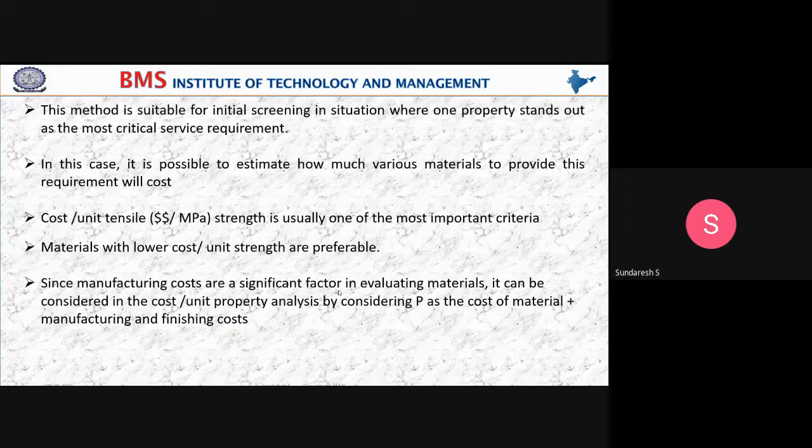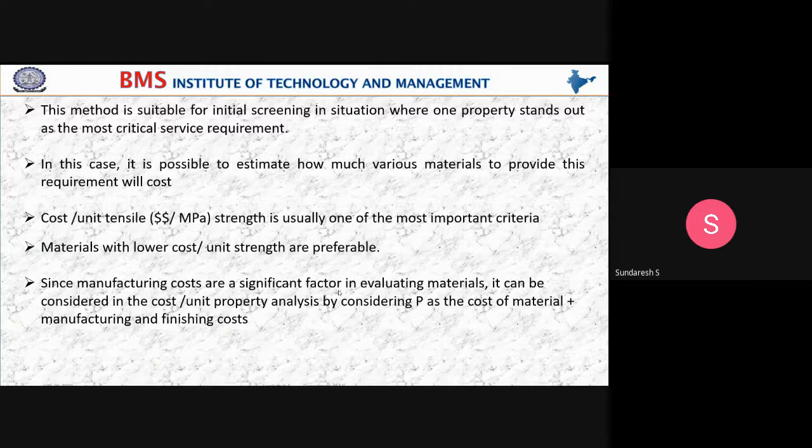The cost per unit strength is used, since strength is usually one of the most important criteria. So cost per unit tensile strength, in dollars per MPa, is the most important criterion used for the initial screening. Materials with a lower cost per unit strength are always preferable. Since manufacturing costs are a significant factor in evaluating a material, the cost per unit property analysis can be done by considering P as the cost of material plus manufacturing and finishing cost.